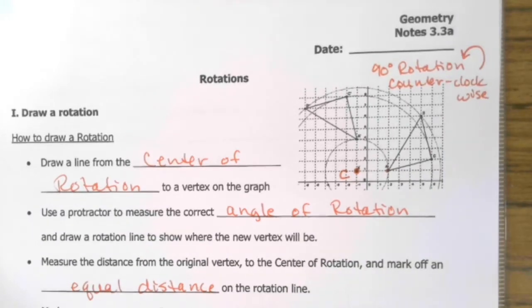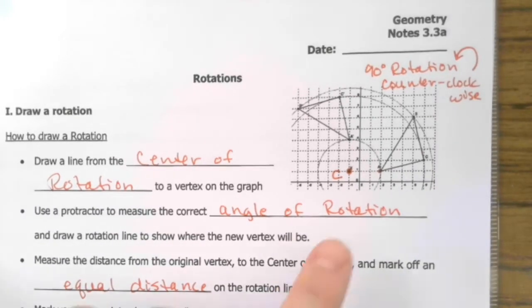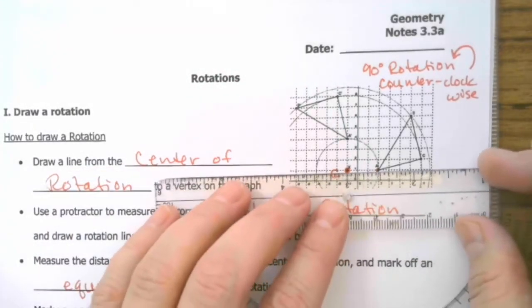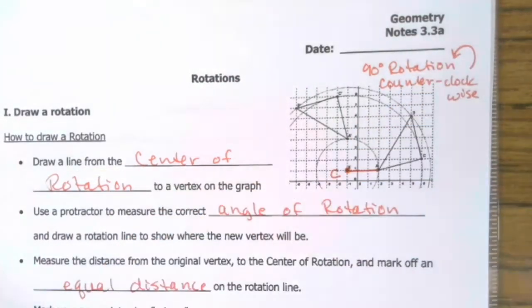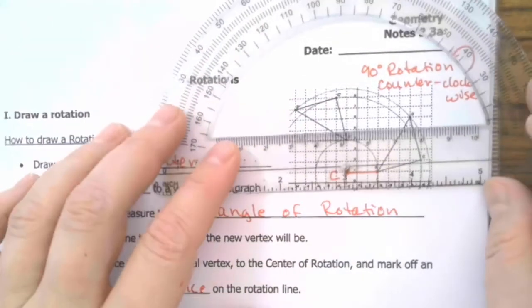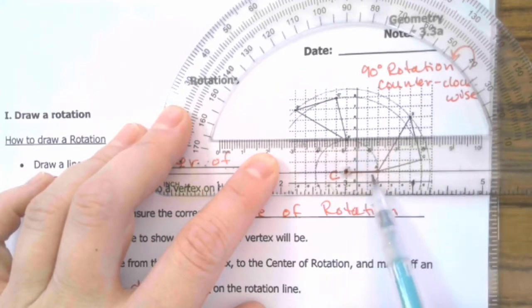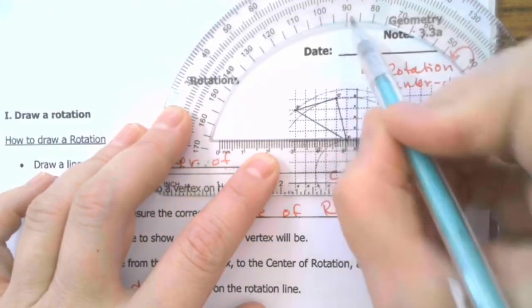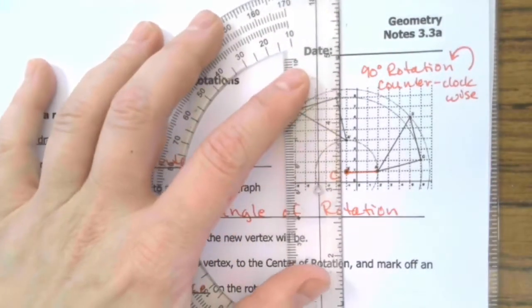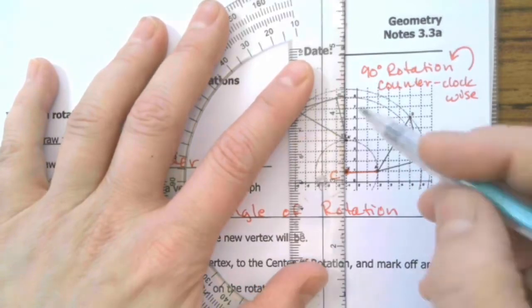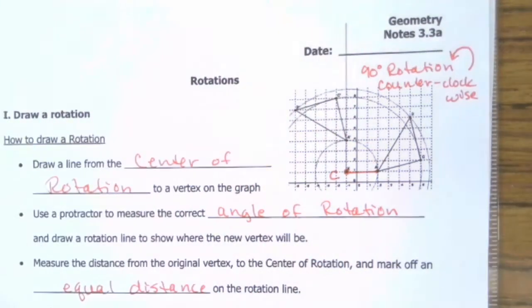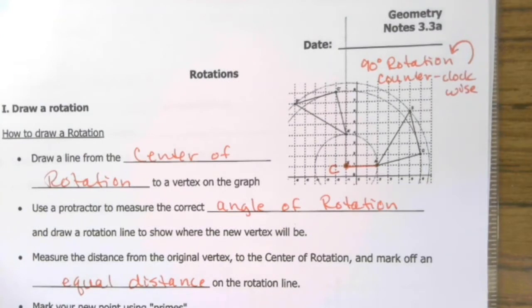So following the steps, draw a line from the center of rotation to the vertex on the graph. So I'm going to draw a line from C to vertex A. Then we would use a protractor to measure the angle of rotation. So I would line up my protractor with the center of rotation here and the line drawn to A on the baseline bar. I would find 90, make a mark, and I would draw a line of rotation. And that's using my protractor.